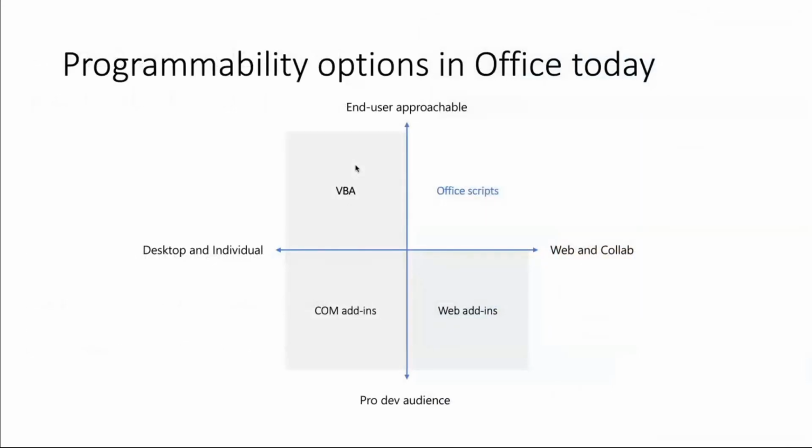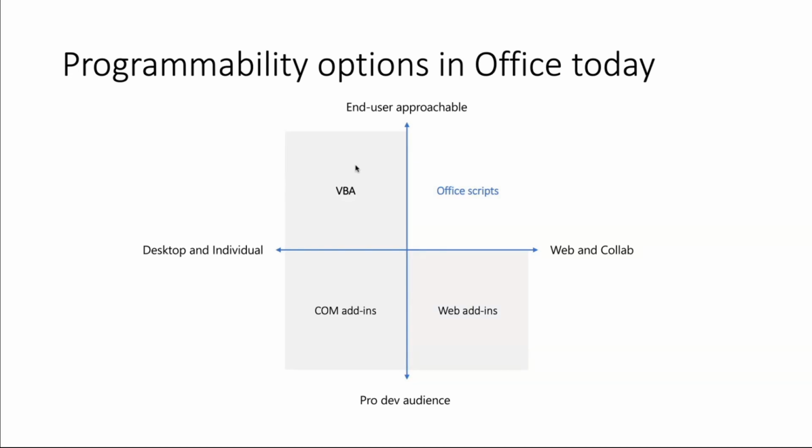And when you think about the broad programmability options in Office today, we like to use this matrix to sort of think about what we have available. At the bottom, we have things that you are all very familiar with, being web add-ins and COM-based add-ins for a pro dev audience. On the left-hand side, these things are sort of desktop and bound individually focused. But on the right, we're focused on a modern environment that's web-based and collab.